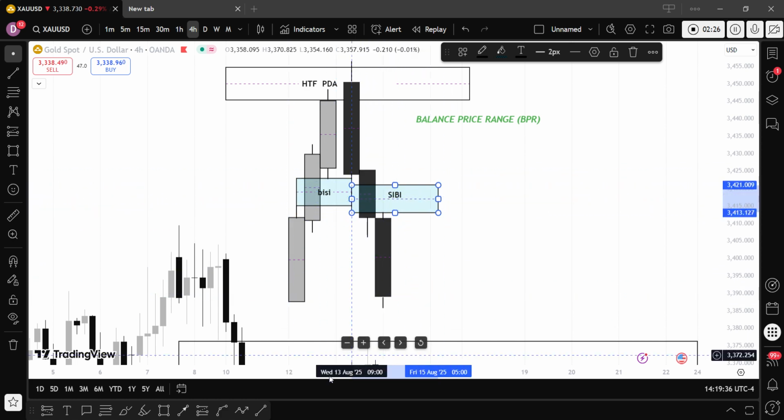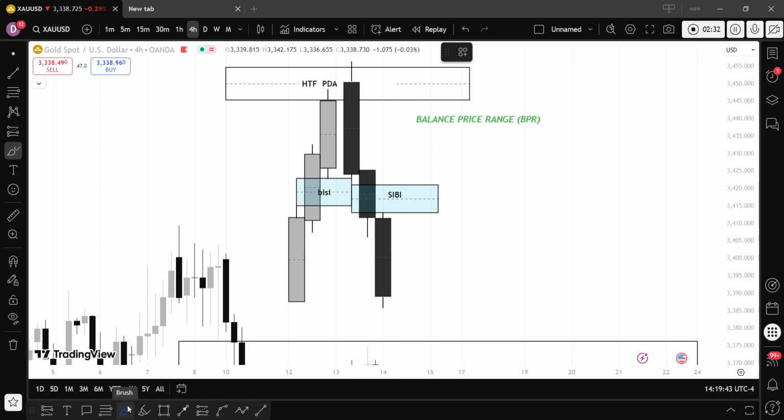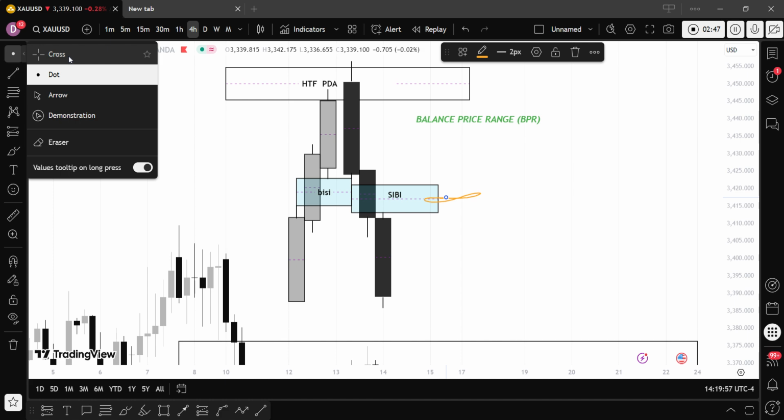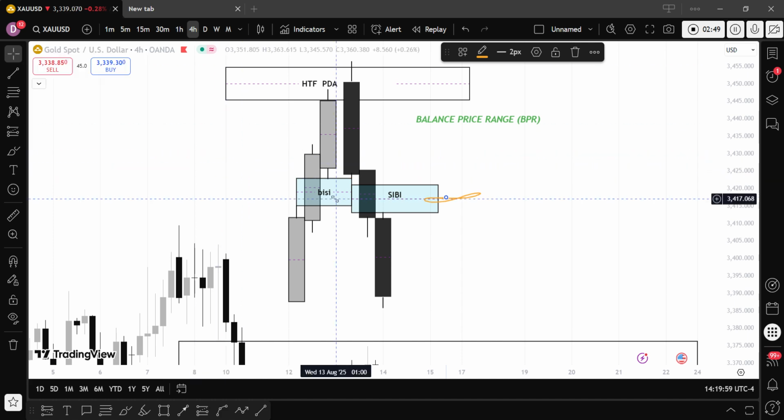The middle point, let me mark, which is this. Let me highlight for you the middle point of a BPR. I'm talking about this area here. The middle point of a BPR is called equilibrium. That becomes our equilibrium. This place here, the middle point, as you can see, becomes our BPR equilibrium.